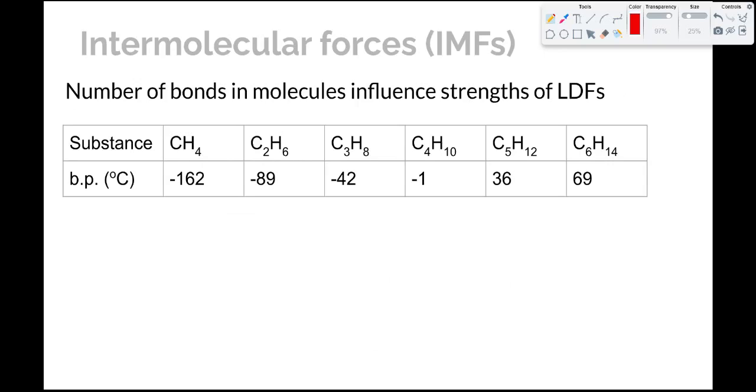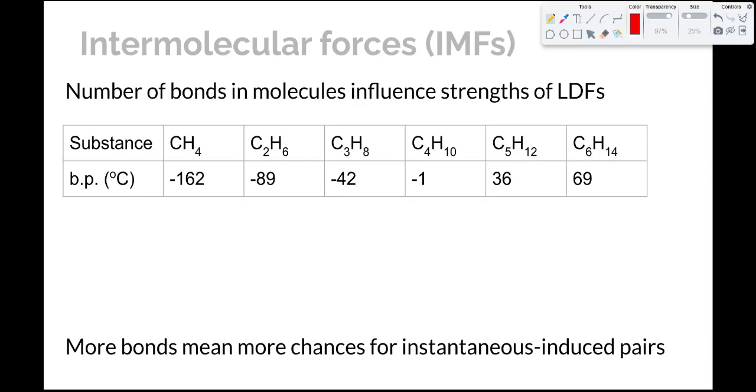Another thing that influences this is the number of bonds that's in molecules. Here are some hydrocarbons, CH4, C2H6, C3H8. All of these are just made of nonpolar bonds. They're either carbon-carbon or carbon-hydrogen bonds, and they're all nonpolar. But as the chains get longer and longer, the boiling points increase. The reason for this is because more bonds means there's more electron pairs that can move around within those bonds, and those electron pairs can get polarized, and that gives you just more opportunities for instantaneous induced pairs to get set up between molecules, from one molecule to the next.